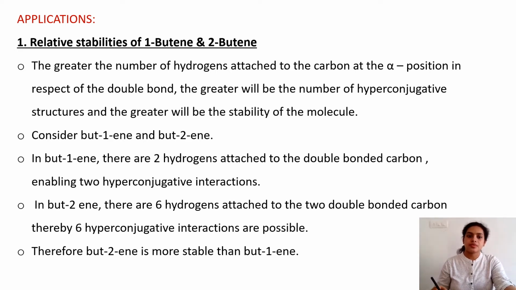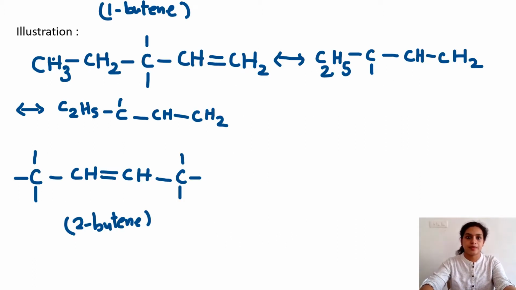Here in the case of 1-butene, there are 2 hydrogens attached to the carbon next to the carbon-carbon double bond and therefore it has 2 hyperconjugative structures. But in the case of 2-butene, there are 6 hydrogens attached, and as a result, there will be 6 hyperconjugative structures. And because 6 is a larger number when compared to 2, 2-butene will be more stable than 1-butene, and the illustration comes in the next slide.